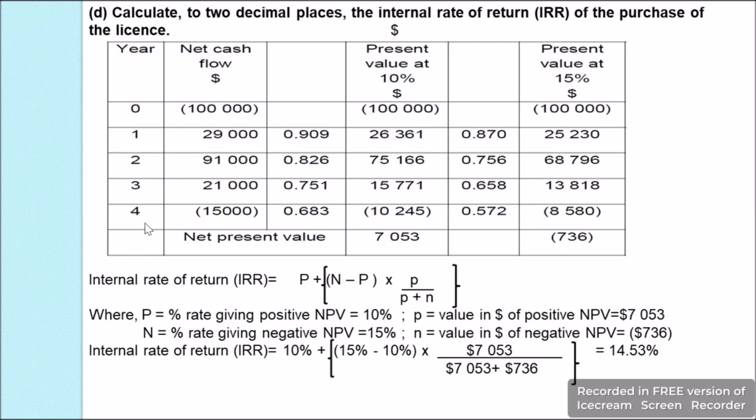In year 4, we have calculated the net cash flow as negative $15,000, and the value which was given for the 10% discount factor for year 4 was 0.683. So when we multiply this, we get negative $10,245 for 10%, and then for 15% the discount factor for year 4 which was given was 0.572. So negative 15,000 times 0.572, we get negative $8,580 for the present value at 15%.